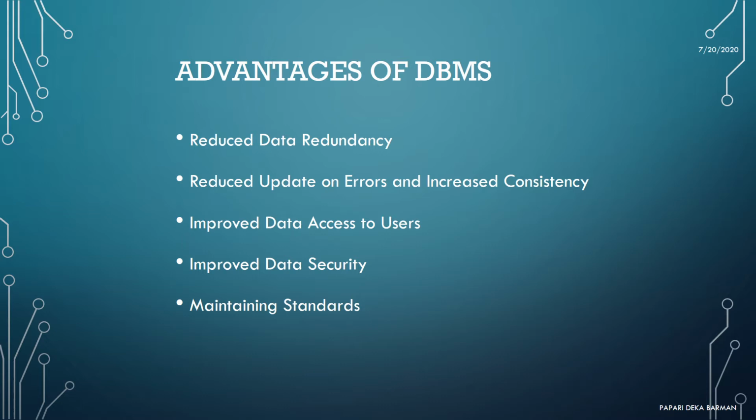Number 2 is it reduces update errors and increases consistency. Suppose student addresses are stored in two files, one in bus information and one in fees information. And suppose a student informs the bus in charge about a change in address. So the new address will be reflected in the bus information file, but the change will not be made in the fees information file. Hence, two different files have two different addresses for the same student. So this is called data inconsistency, and this inconsistency is reduced in database management system.